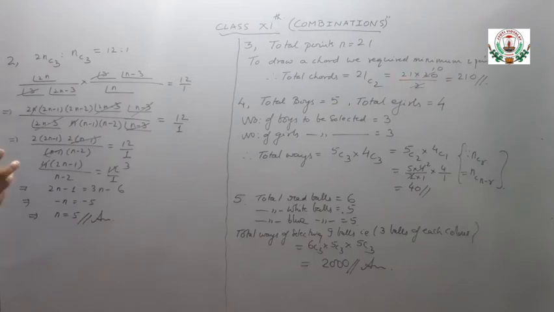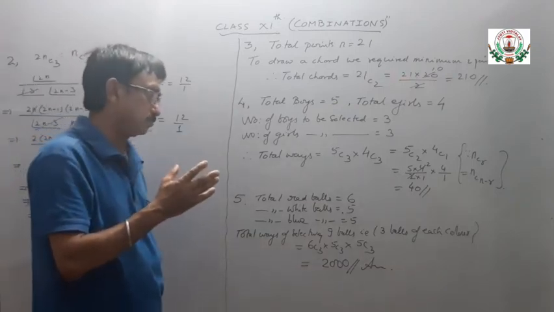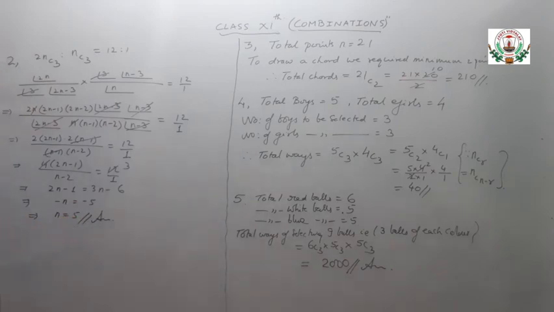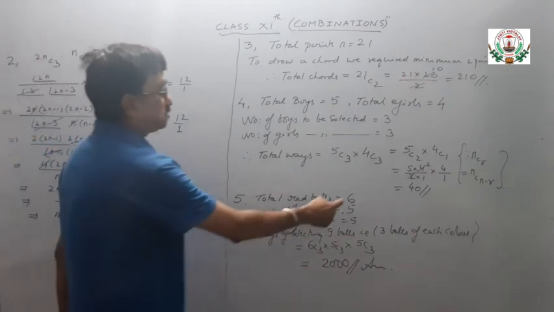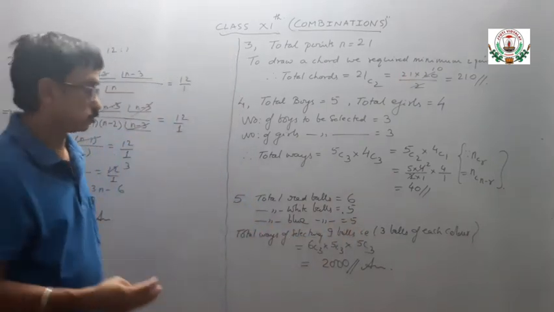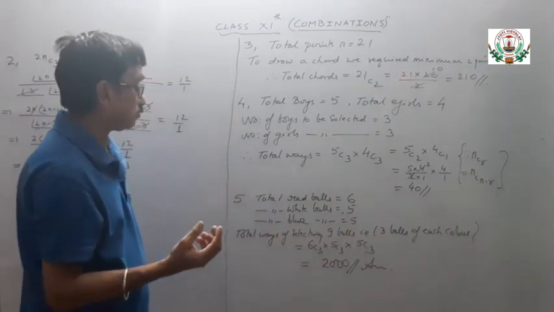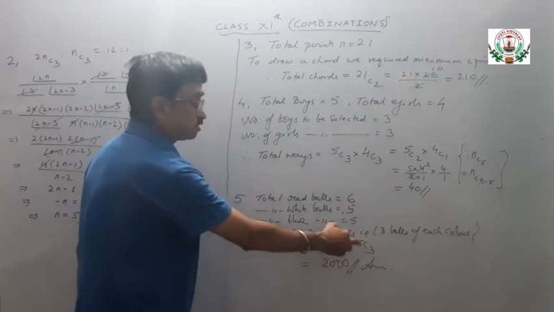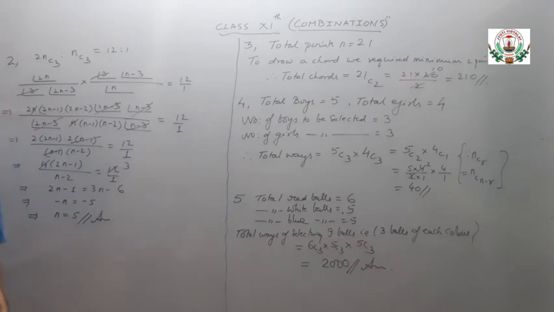And the total 9, how do we have to select it? 3 balls must be of red color, 3 balls must be of white color, 3 balls must be of blue color. So 6C3, 5C3, 5C3. So total 3 works are done. So by the fundamental principle of combinations, 6C3 into 5C3 into 5C3 will give the result after simplification, 2000.